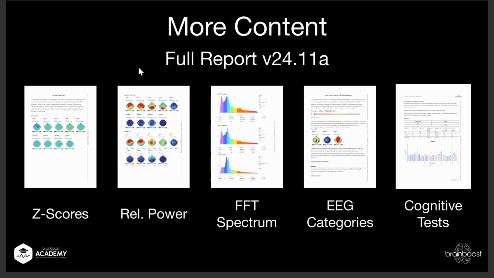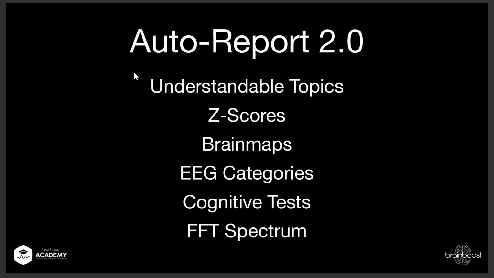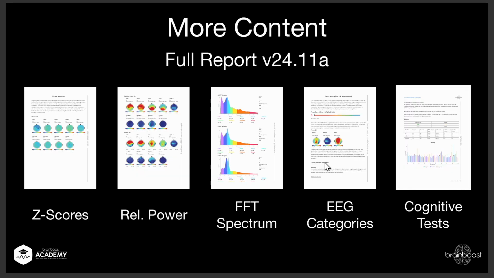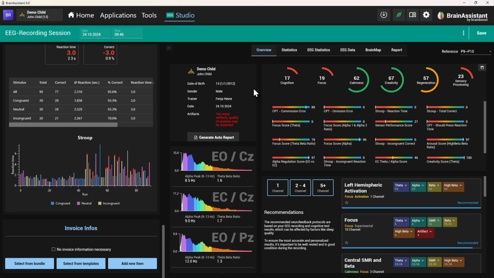But you see, the auto report gives you a lot of options. It consists of understandable topics, z-scores, brain maps, EEG categories, cognitive tests, and a FFT spectrum. As I said, I just want to stress this a lot. It's important. It's a one-click report, right? You just saw it yourself. All you have to do is do a recording. Here it says too many artifacts.